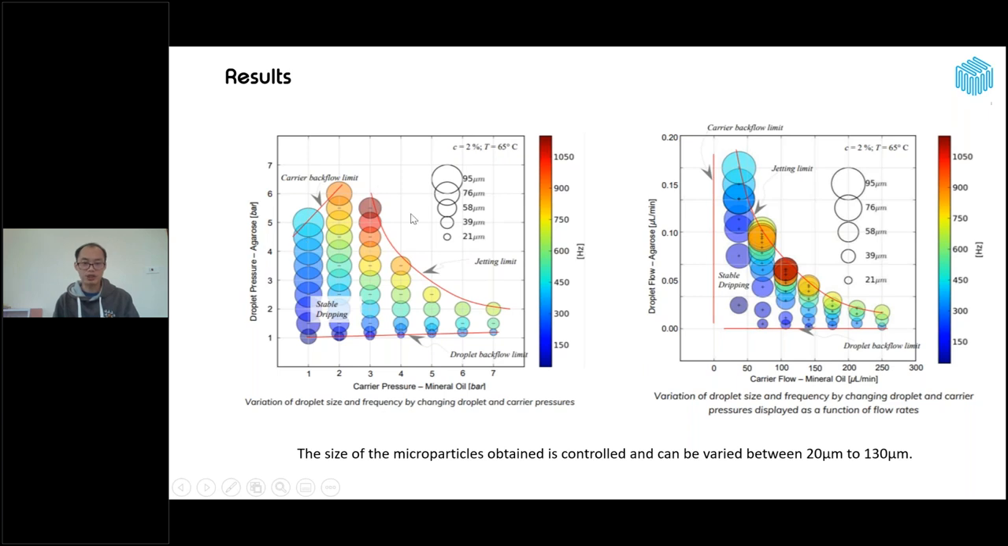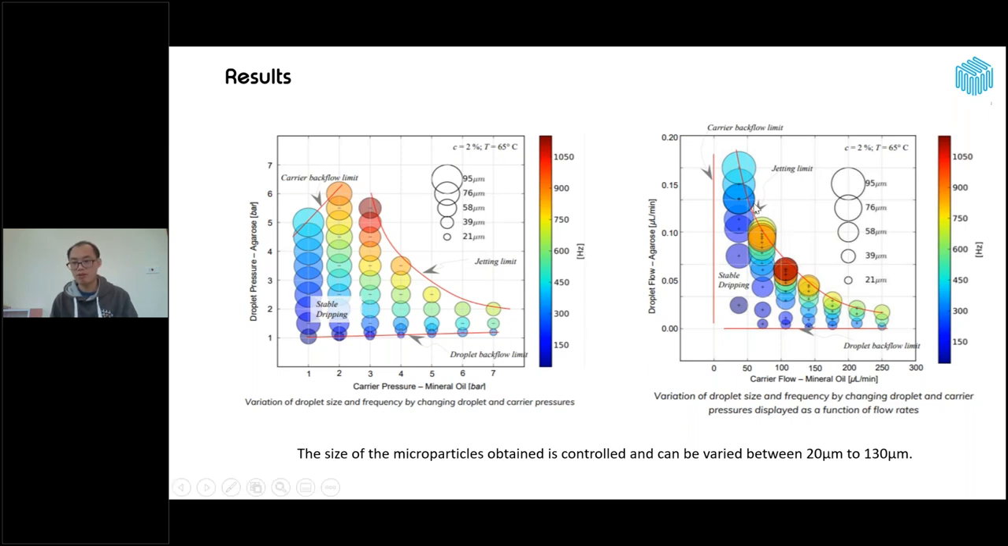In this graph, on the left hand side, you can see the variation of droplet size and frequency by changing the droplet and carrier pressure. When we increase the droplet pressure, we obtain higher frequencies as well as higher droplet size. And during the experiment, we can investigate the limitation in carrier backflow, or the jetting limit, and the droplet backflow limit. From that, we can investigate the stable dripping region for the experiment. The size of the microparticles obtained can vary from 20 micrometers to 230 micrometers.